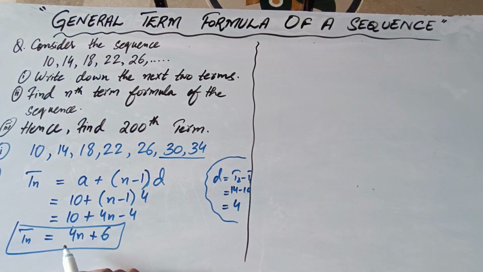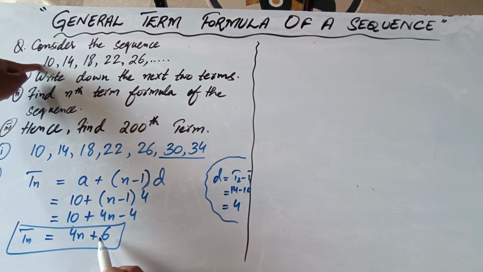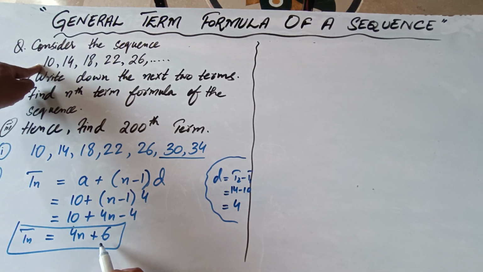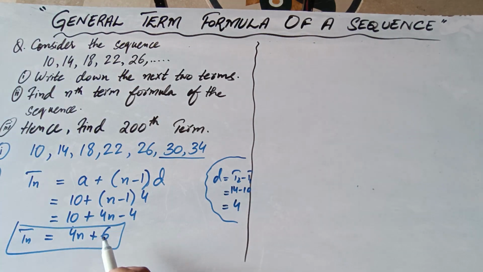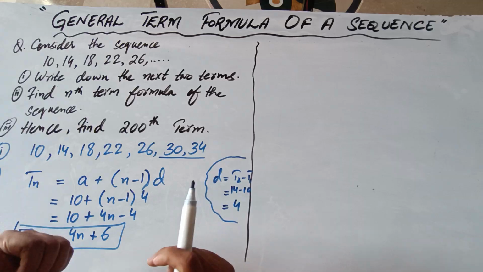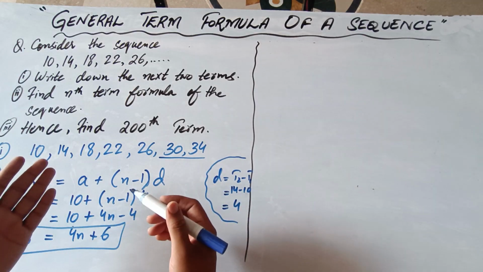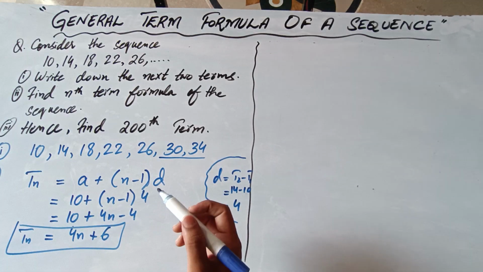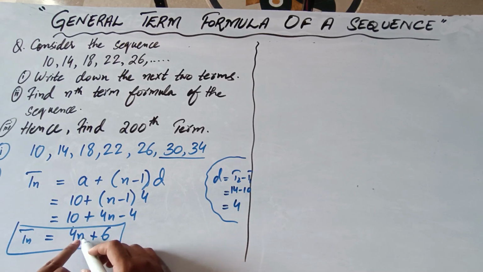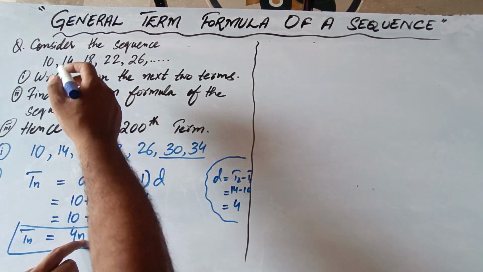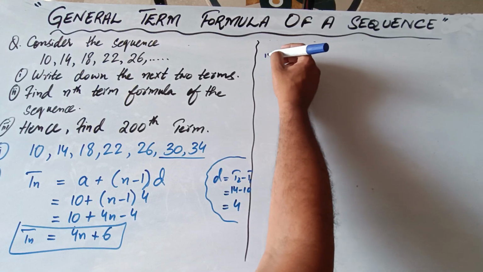First check whether this formula is correct or not by putting 1. 4 ones are 4. 4 plus 6 is 10. Now you can verify whether the first term is correct or not. Now 4 twos are 8. 8 plus 6 is 14. Second term is also satisfied. It is self-checking whether we are doing it correctly or not. To check yourself, you can put any particular value in place of n and check yourself at any moment.